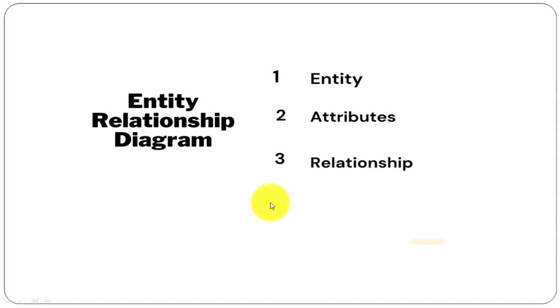So an ER diagram includes three things: first entity, then attribute, and relationship. Now let's understand one by one what an entity is, what an attribute is and how it is represented, and what a relationship is and how it is represented.